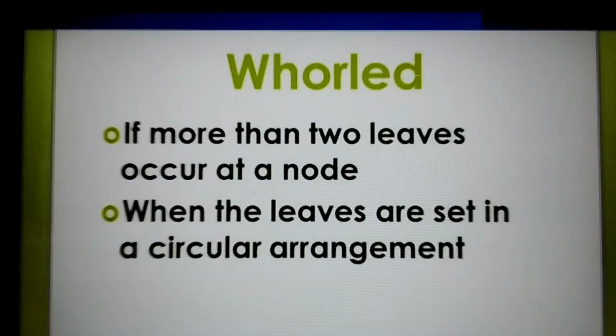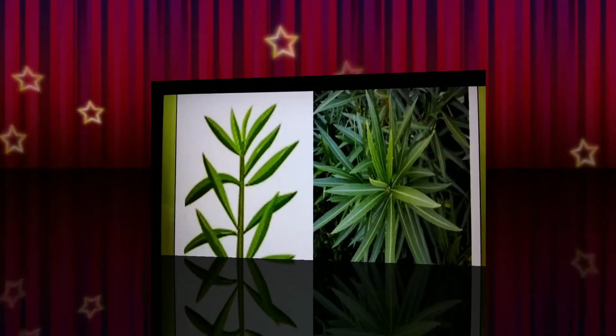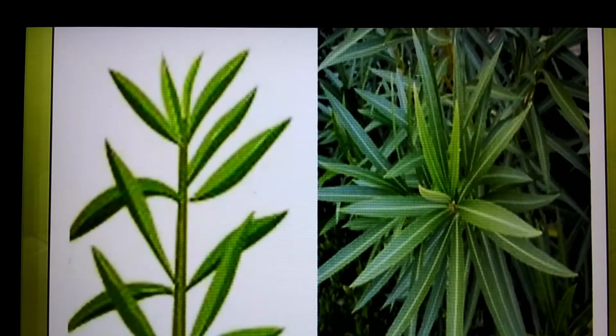Now coming to the whorled phyllotaxy, if more than two leaves occur at a node, when the leaves are set in a circular arrangement, that is, more than two leaves arranged in a circle at each node, it is called whorled. These are the examples for whorled phyllotaxy.